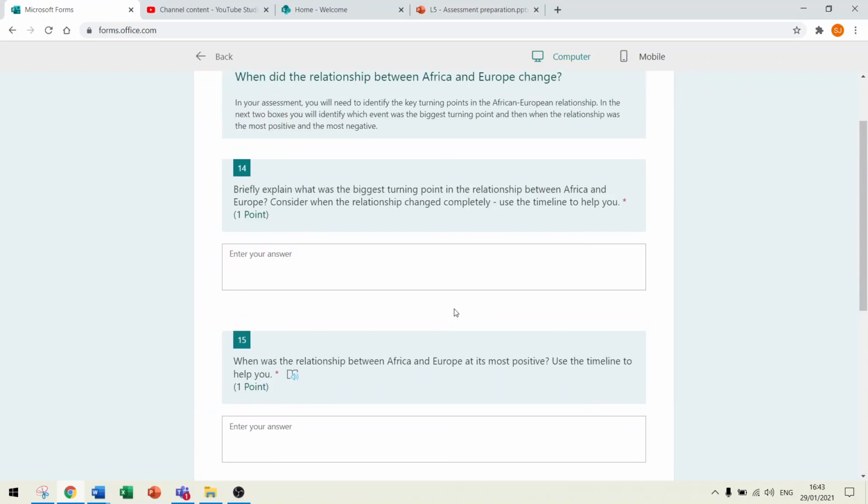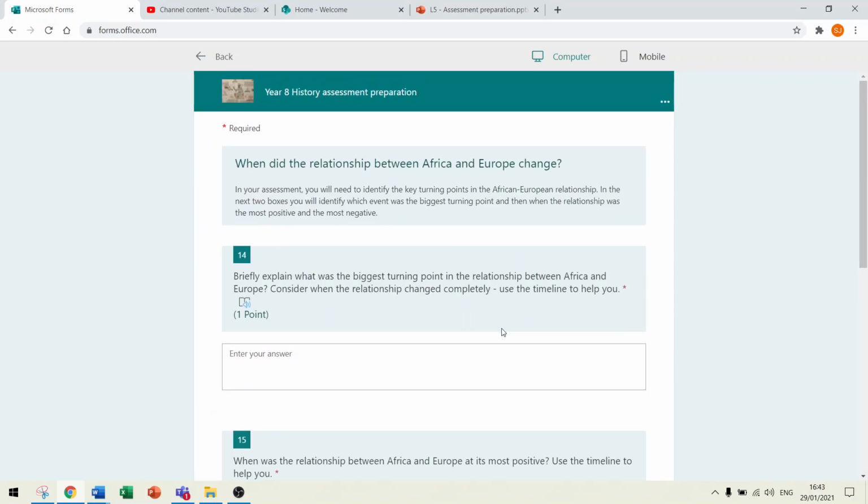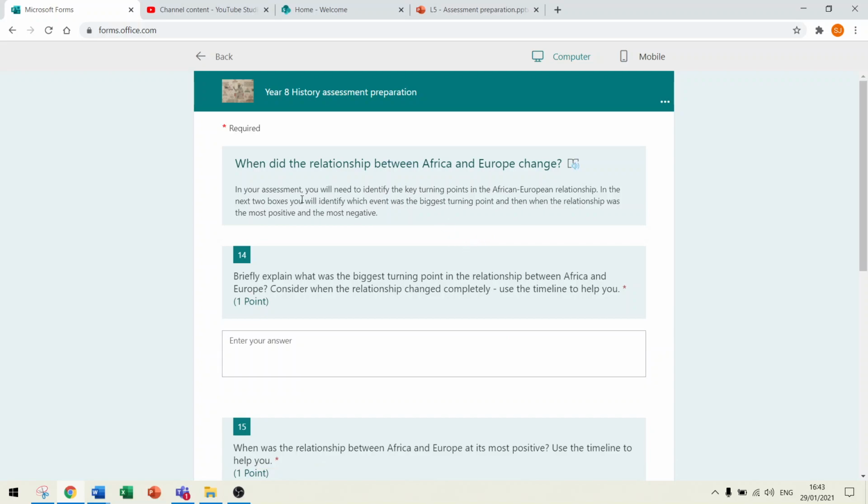Okay, and here's the last part of the lesson. So in your assessment, you will need to identify the key turning points in the African-European relationship. So think about what a turning point is. A turning point is when an event happens and everything changes after that. It has a huge impact.